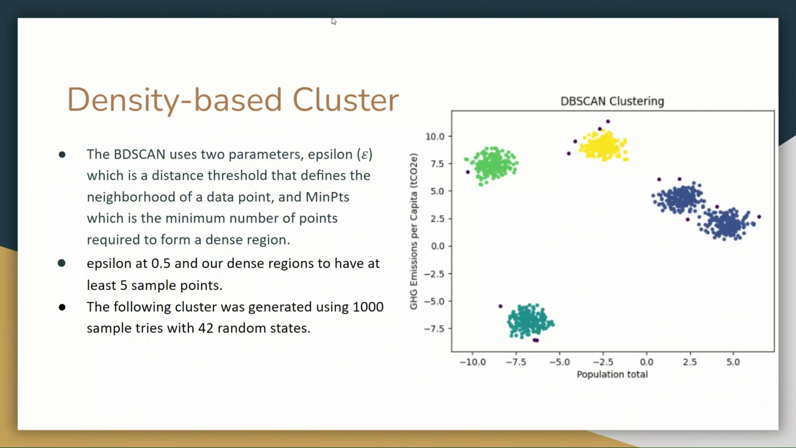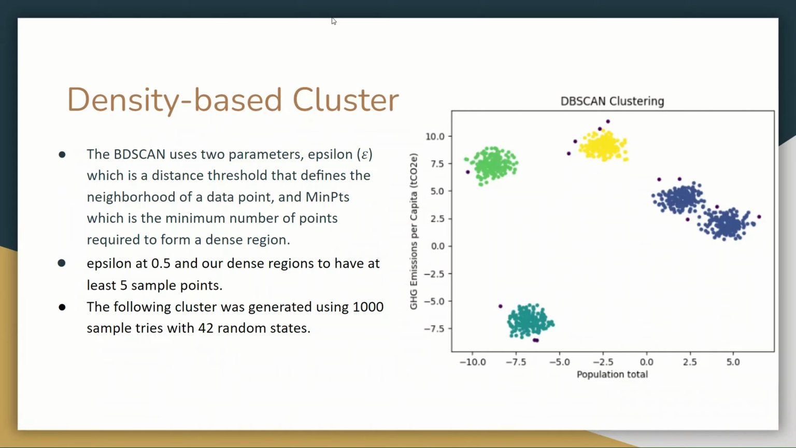For this density-based clustering, we use the DBSCAN algorithm. The DBSCAN uses two parameters, epsilon, which is the distance threshold that defines the neighborhood of a data point, and the min points, which is the minimum number of points required to form a dense region.